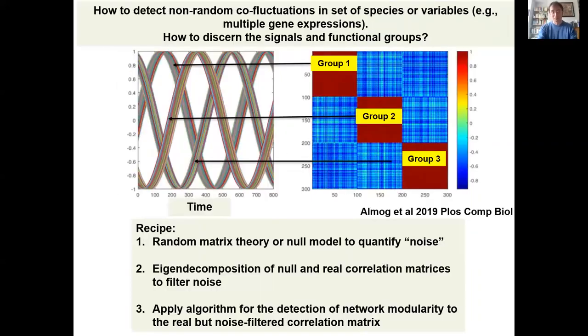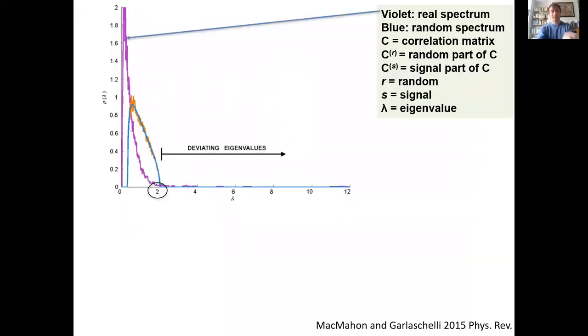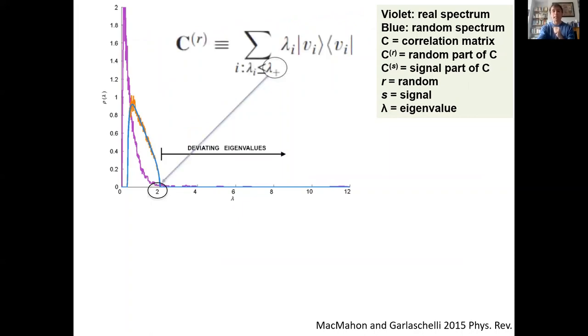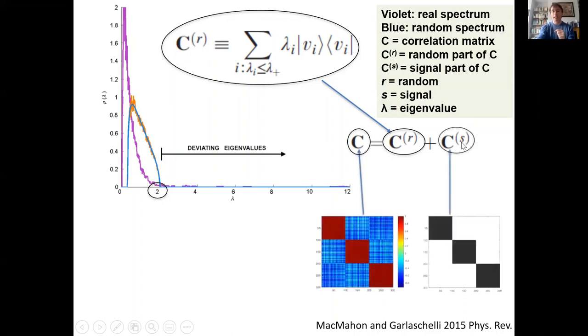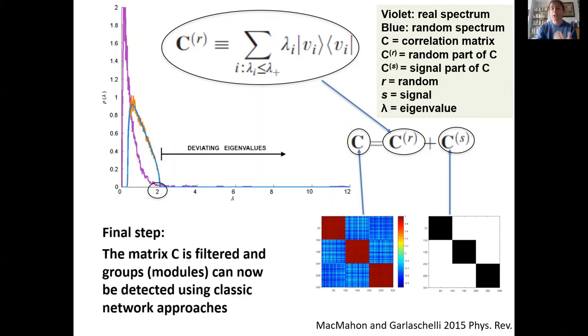And if you do this for the particular correlation matrix I'm looking at here, you get that the violet is the distribution of the eigenvalues of the matrix. And then if you have a null model of that, you have the distribution of the random component of the matrix. And basically the key concept is that we can estimate the random component of the matrix and we can describe the real matrix, what you observe, as the sum of the random component plus the signal. And so the real matrix can be decomposed into signal and randomness. And with this particular tool, you can extract the random component. So you can filter the random noise.